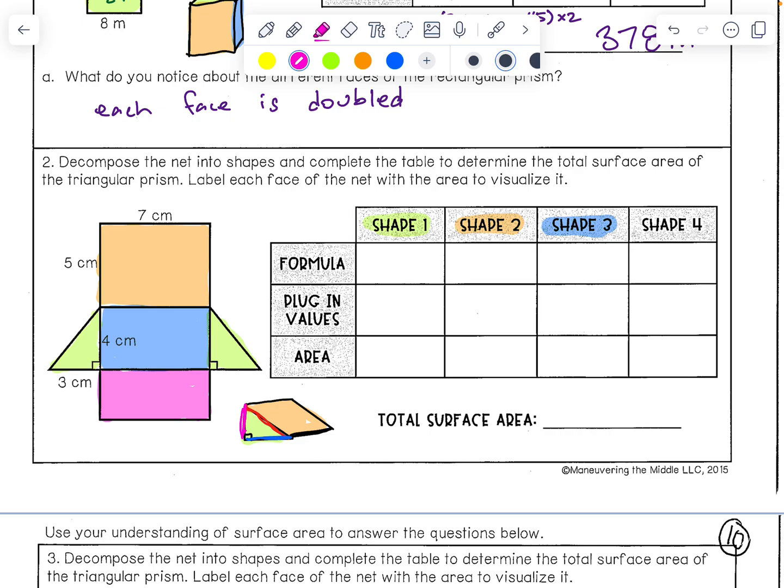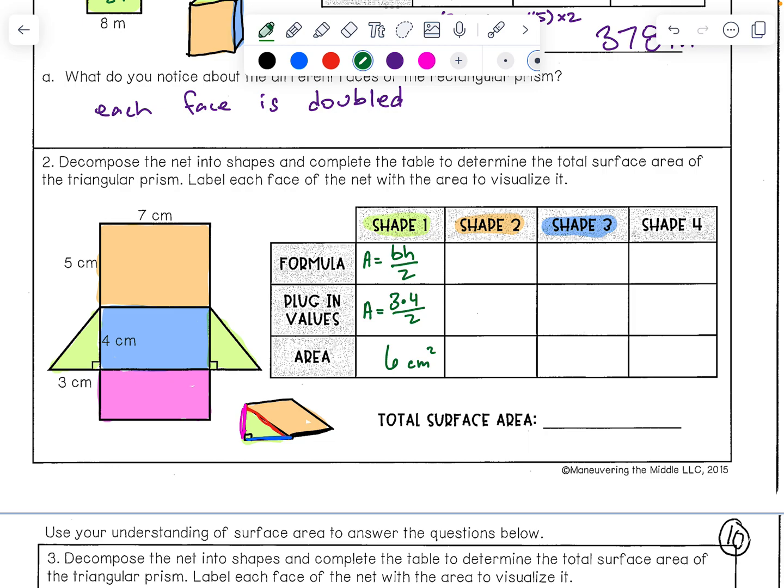So for the first shape, the triangles, the formula is area equals base times height divided by 2. So let's look for the base and the height of this triangle. We can say the base is 3 and the height is 4. So 3 times 4 divided by 2. That is going to be 6. It's going to be 6 square centimeters.